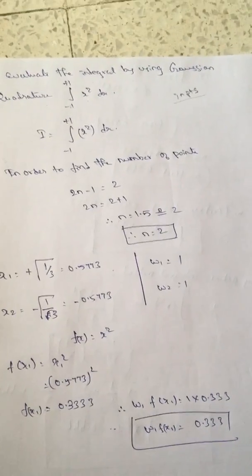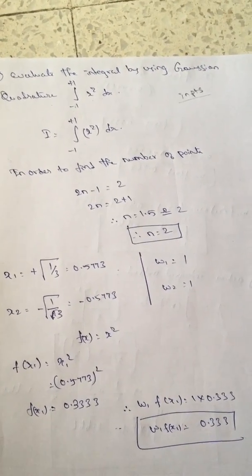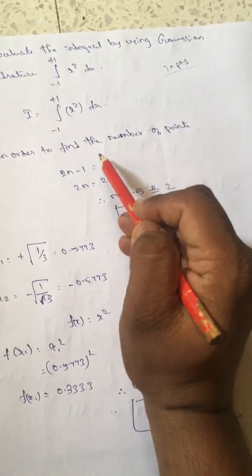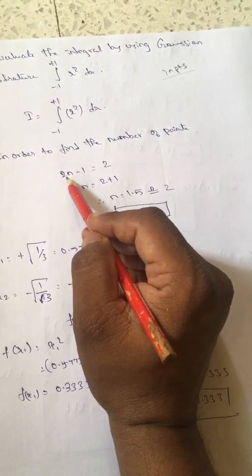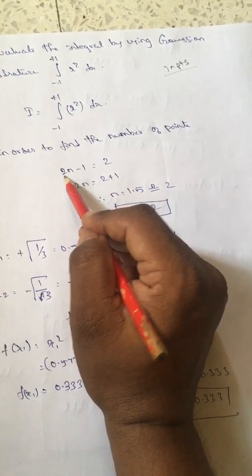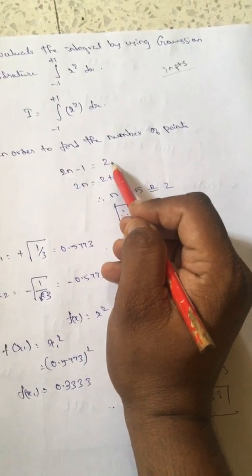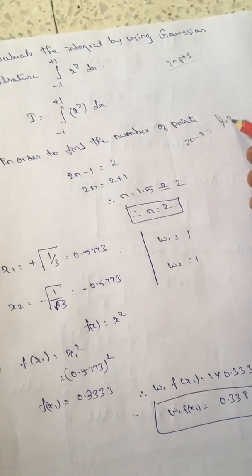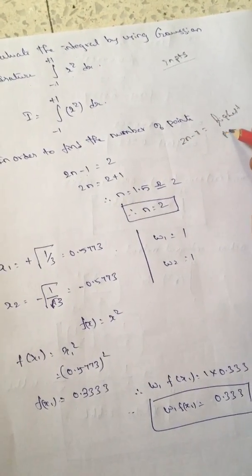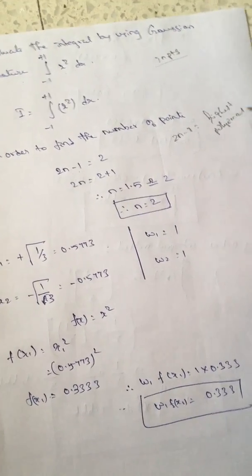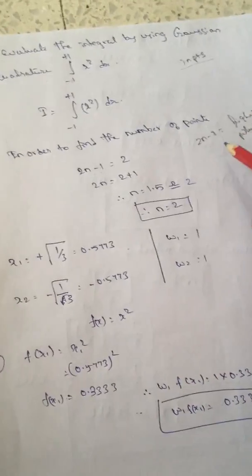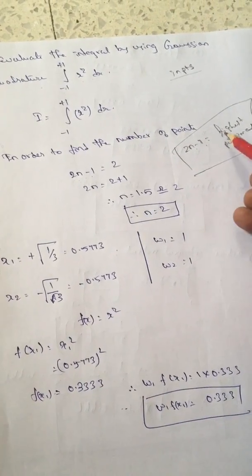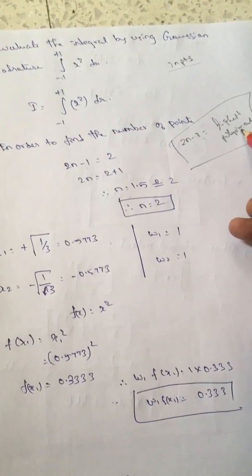So before solving, you have to find that point. In order to find it, you have to use the equation that I mentioned earlier: 2n minus 1 is equal to the highest polynomial power, which will be given in the question. This is the general formula: 2n minus 1 is equal to the highest polynomial value power.